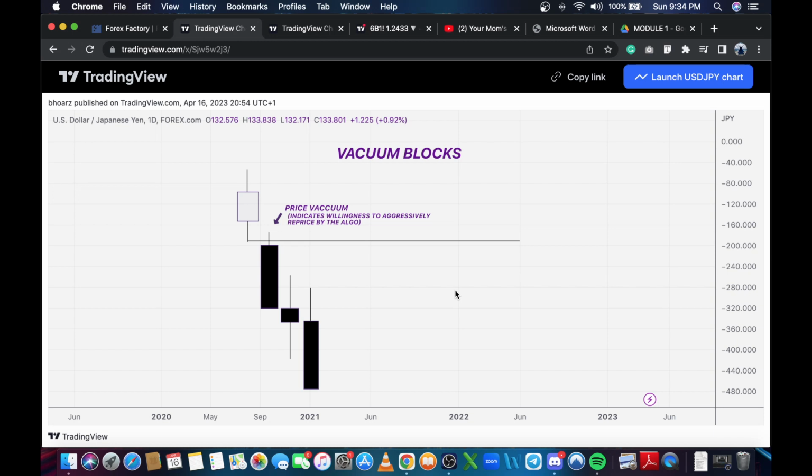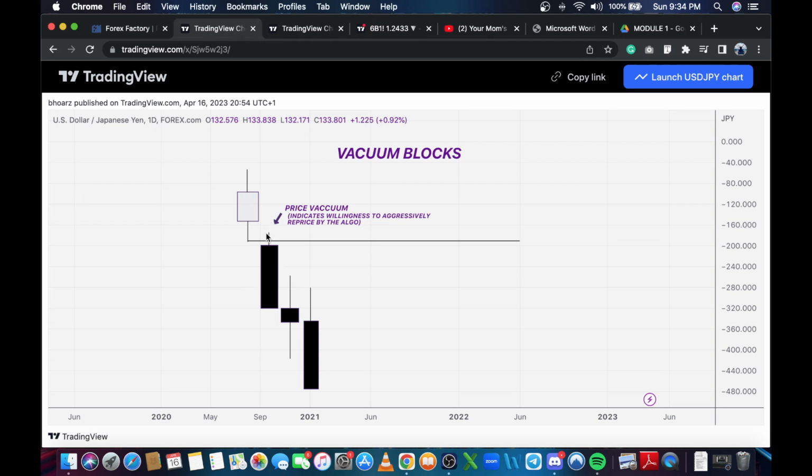Now, we already know the basics of what an order block is. It is a block in price where there was provision of liquidity by central banks to institutions, and it can be confirmed with displacement, aka institutional sponsorship. Now, with a vacuum block, in this example you can see a bearish order block. We have an up candle, and then we have displacement in price.